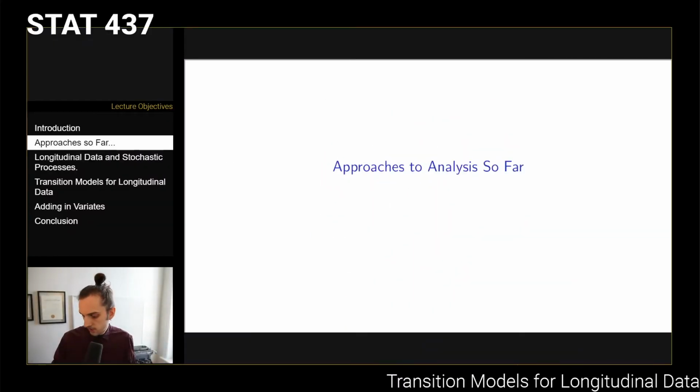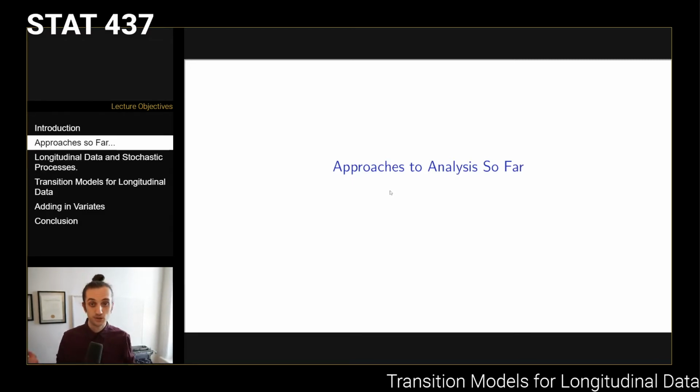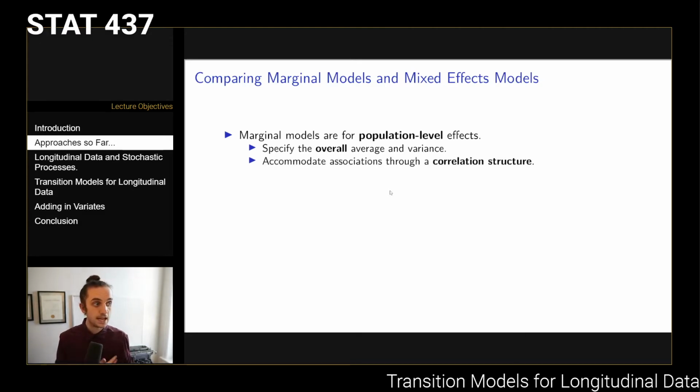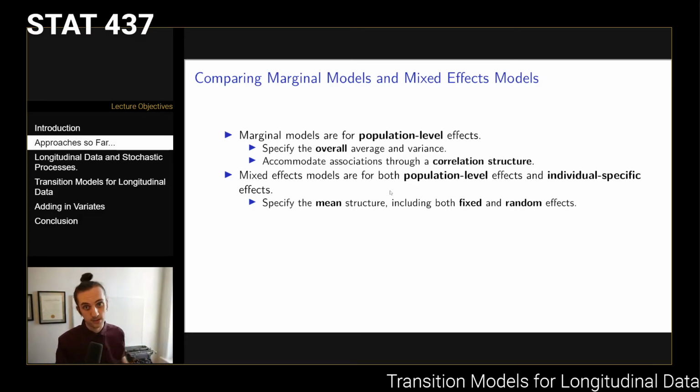So to recap what I was just saying, we can think of the approaches that we've taken so far, right? With marginal models, they were models for the population level effects. We specified an overall average and variance, and then we accounted for associations through a correlation structure. Mixed effects models model both population level and individual specific effects. We specified the mean structure, which includes both fixed and random effects. So fixed effects are the population level ones, random effects are at the individual level.